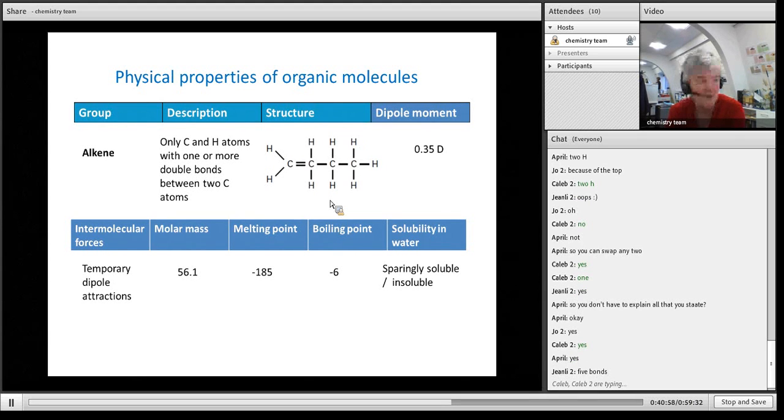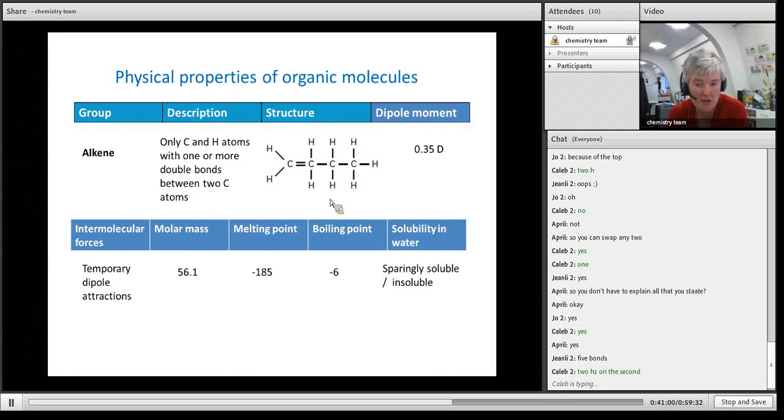Five bonds on this carbon. It is so easy to do. All right, yep, or two H's on the second carbon. So easy to double check, because so often you're just racing through and drawing your diagrams and you make a mistake. Okay, so that's a gas as well.